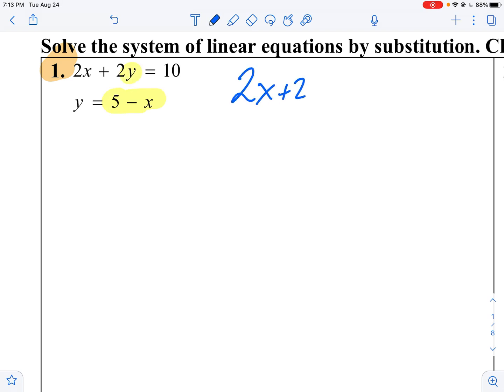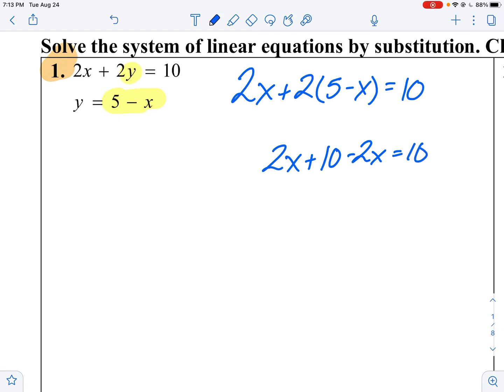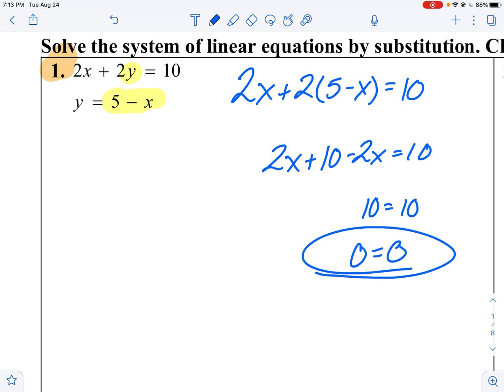So 2x plus 2, and what is y? 5 minus x equals 10. You end up with 2x plus 10 minus 2x equals 10. Or 0x plus 10 equals 10, or 0 equals 0. Or just 10 equals 10. So here I have a true statement. 0 does equal 0. And all of my variables were eliminated. So this means this must have an infinite number of solutions.